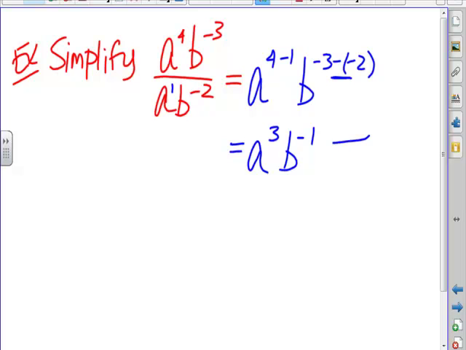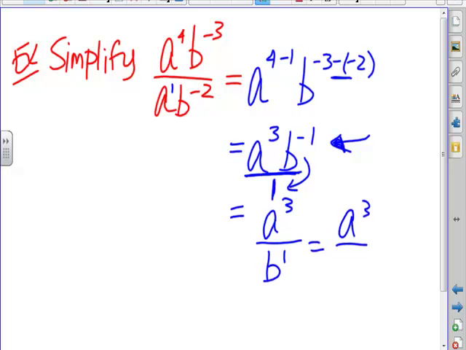Now once again, we want to avoid walking away from a problem leaving a negative exponent. So in order to make that b to the negative 1 become a positive exponent, just think about this as a fraction. Anything that doesn't look like a fraction really is over the number 1. So I'm going to keep the a cubed on the top, and then I'm going to ship my b to the negative 1 down below, which becomes b to the 1. And normally we would just write this as a cubed over b.